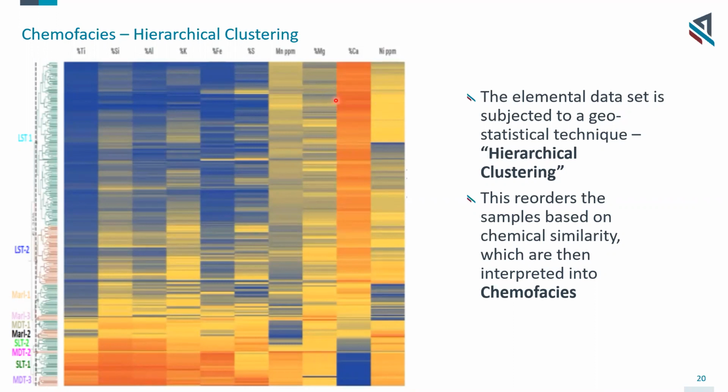But when we look at the nickel next door, we can see there's quite a difference in the two distributions, with the nickel suggesting that LST2 was deposited in more anoxic conditions.